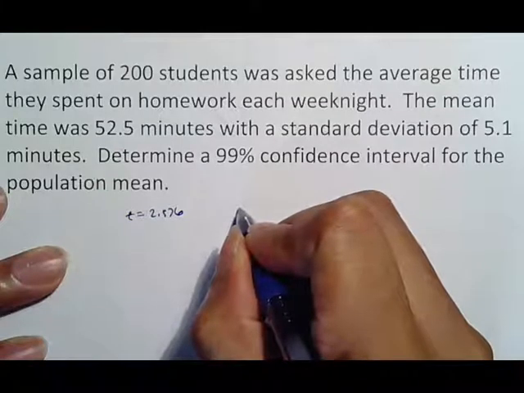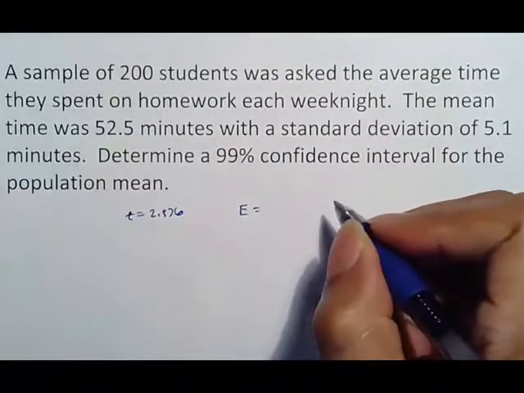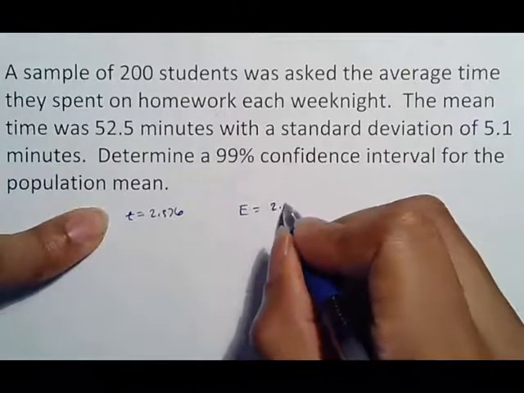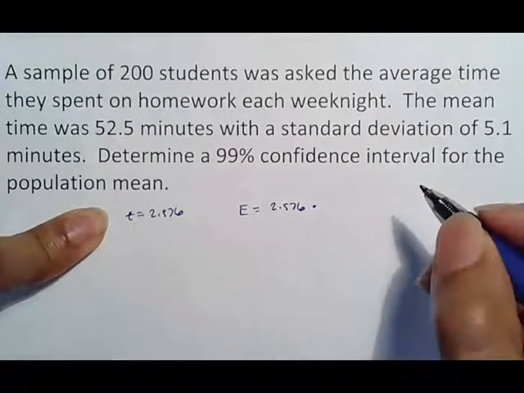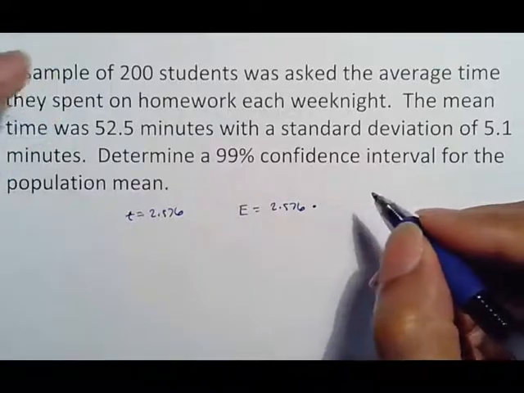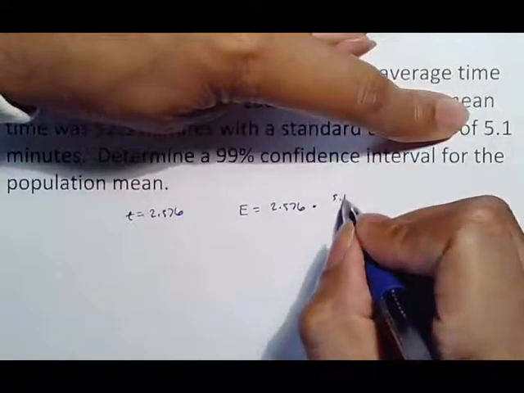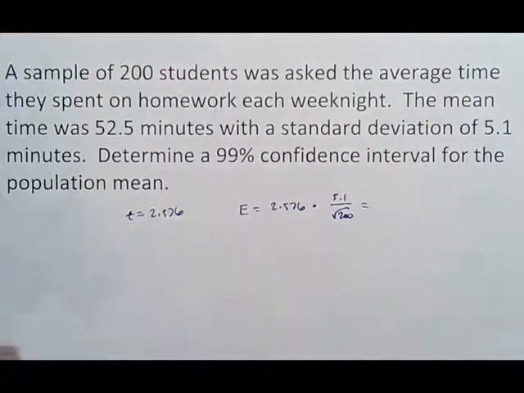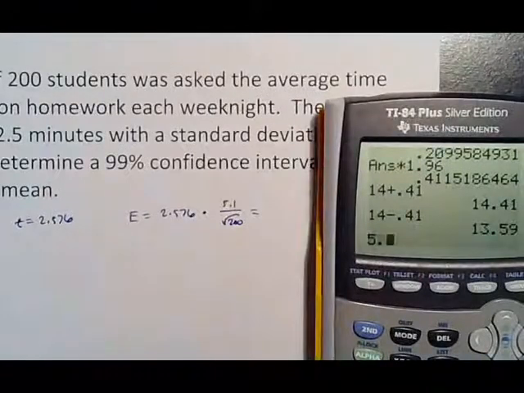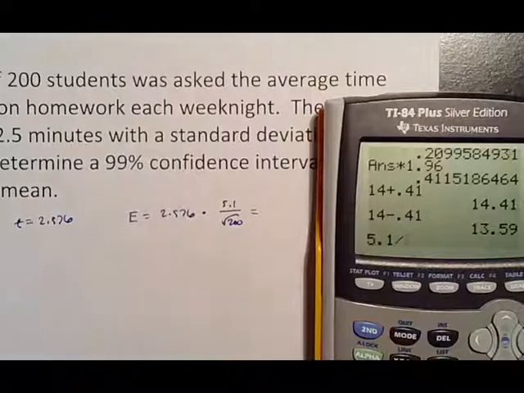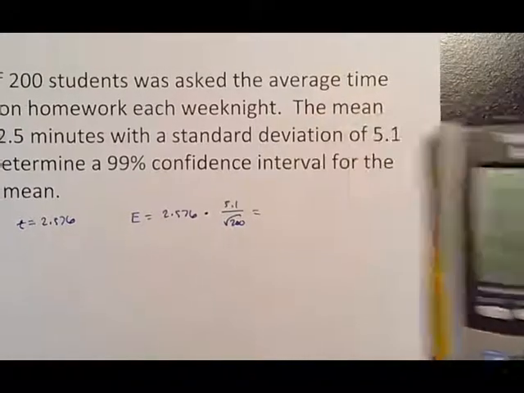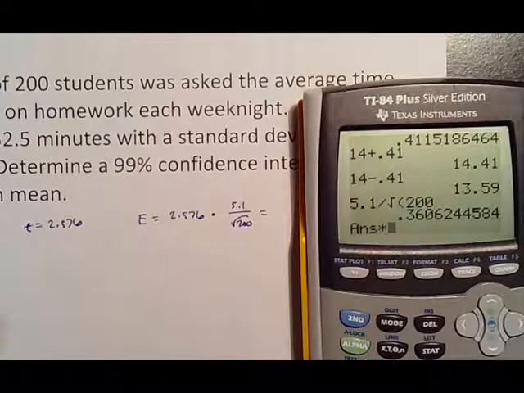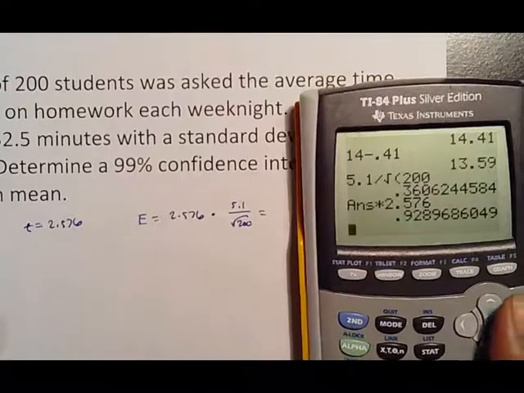So that would mean that E is going to be Z, which is 2.576, times S over the square root of N, so standard deviation over the square root of the number of samples. And again, I'm going to go ahead and type this in, 5.1 divided by the square root of 200, just be careful. 0.36 times 2.576 gives me 0.93.